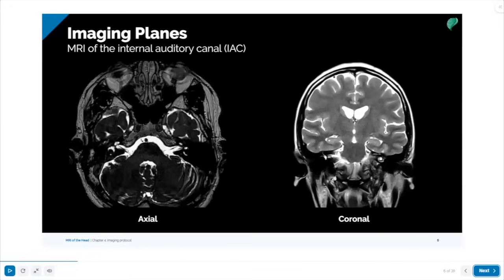All right, in MRI of the internal auditory canal, or IACs, the imaging planes used most frequently are axial transverse and coronal. The axial transverse plane is crucial for evaluating the structures within the IAC itself. It provides a cross-sectional view of the IAC, allowing for detailed assessment of the cochlear and vestibular nerves and the facial nerve as they traverse through the canal.